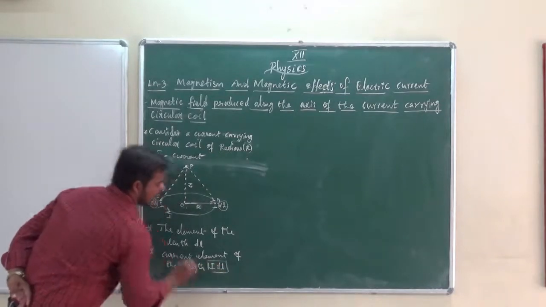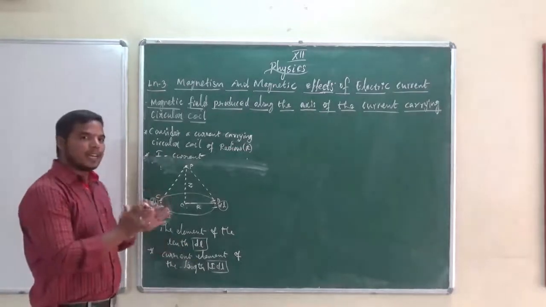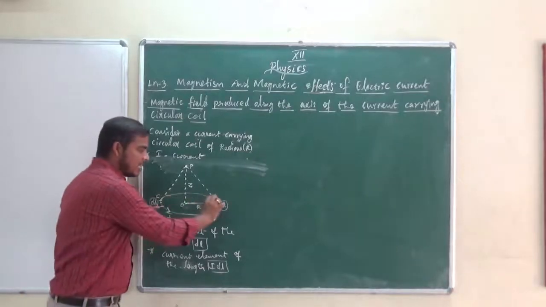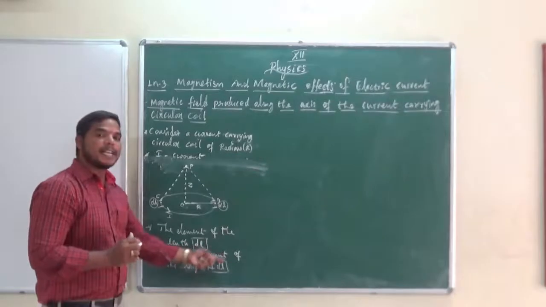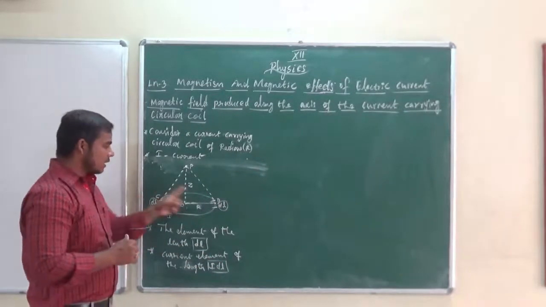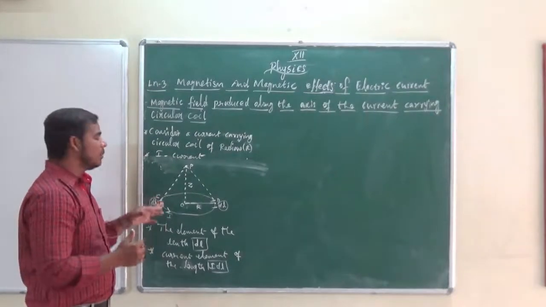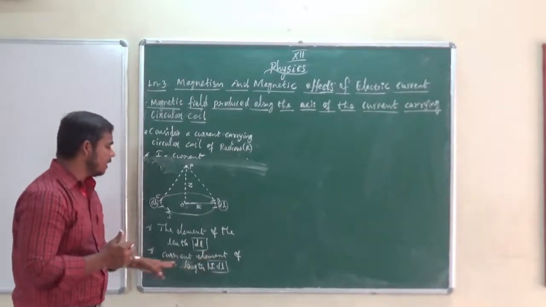See that, I will box it. So dl is represented by the element of length, or consider it a small element. When the element is present in the circular coil and current is flowing in the coil, we can multiply the length of the element with the current. That's the current element of length.